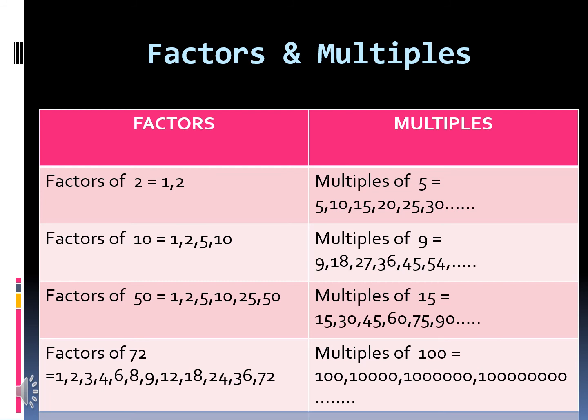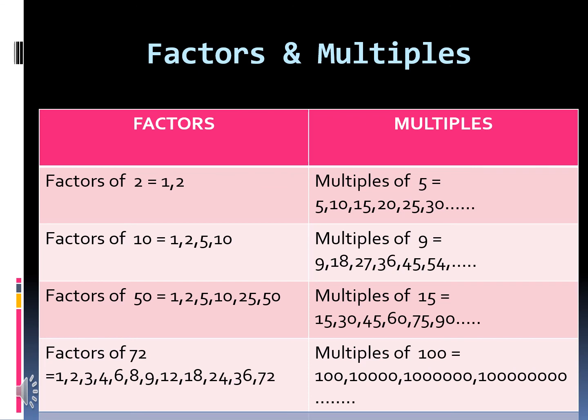Also factors of a number are either smaller than the number or equal to the number. All the factors of 2 means 1 and 2. 1 is smaller than 2 and 2 is equal to 2. Factors of 10, if you see, 1, 2 and 5 are smaller than 10 and 10 is equal to 10. If you see factors of 50, 1, 2, 5, 10 and 25 are smaller than 50 and 50 is equal to 50. So all the factors of a number are either smaller than the number or equal to the number, right? Now observe the properties in multiples.